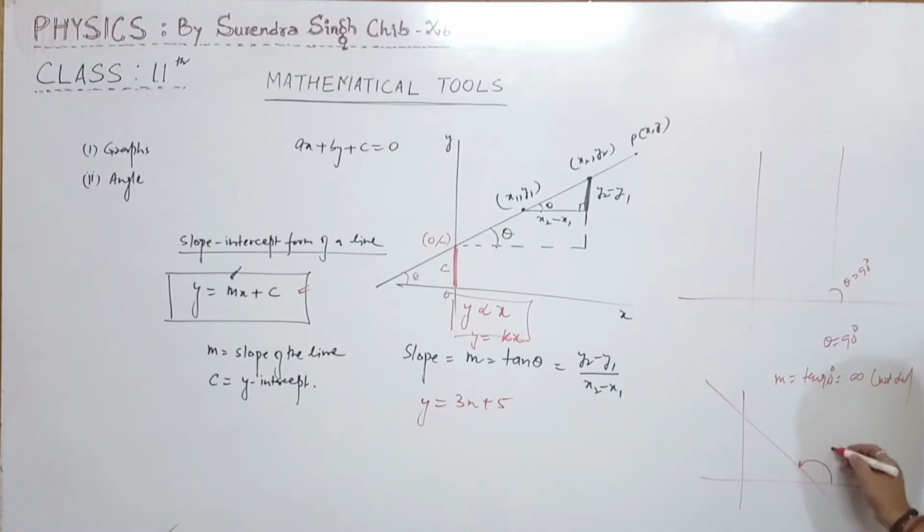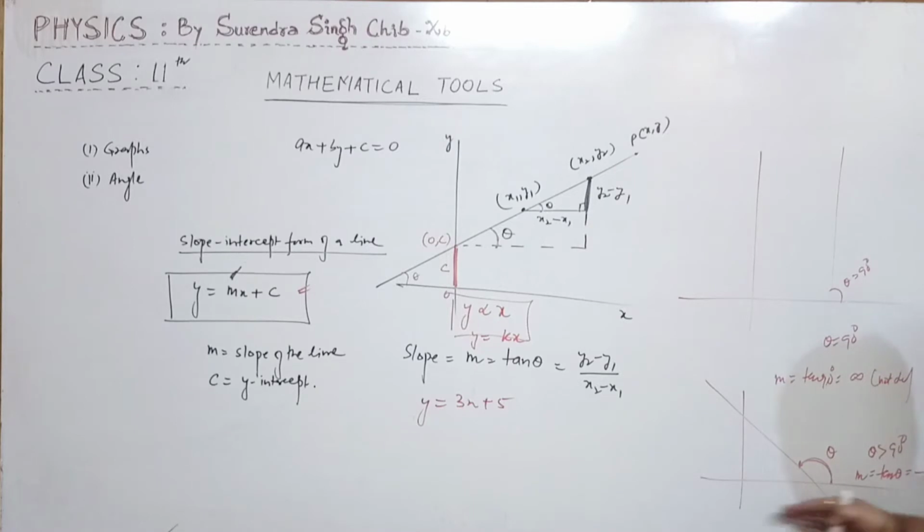No, theta is here obtuse. Theta is greater than 90 degree. तो theta यहाँ पे obtuse है, second quadrant है. Theta is greater than 90 degree. तो obviously slope क्या हो जाएगी यहाँ पे? M, that is equals to tan theta, that will be negative something. So this is a negative slope.